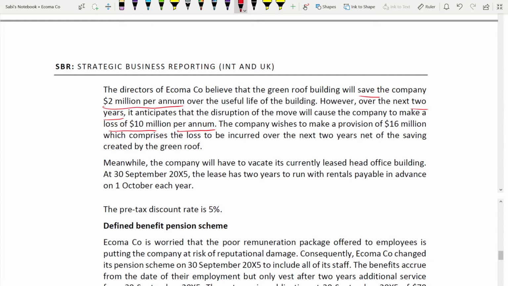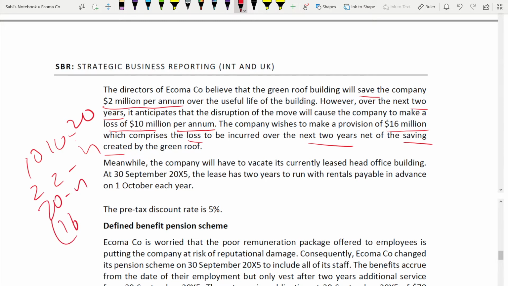Now they are making a provision of 16 million for the loss that is incurred in the next 2 years, and they are netting this off against the saving. How they have created the 16 million: 10 million they are making loss per annum, that means for 2 years, 10 million, 10 million, total 20 million loss. And they are saving 2 million and 2 million, that means 4 they are saving. So 20 minus 4, 16 is the provision. They are saving only 4 out of 20 million for 2 years. That's how they have got the 16 million provision.